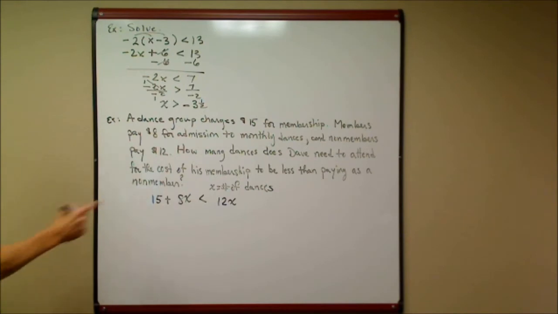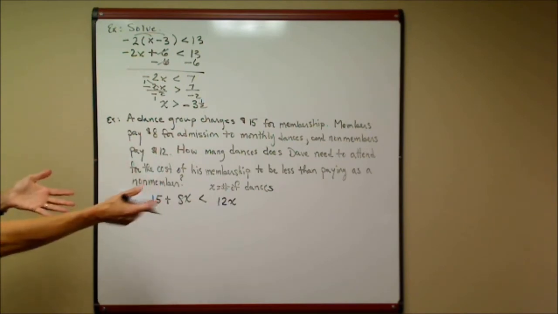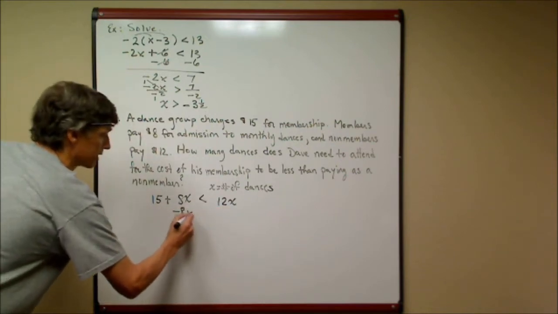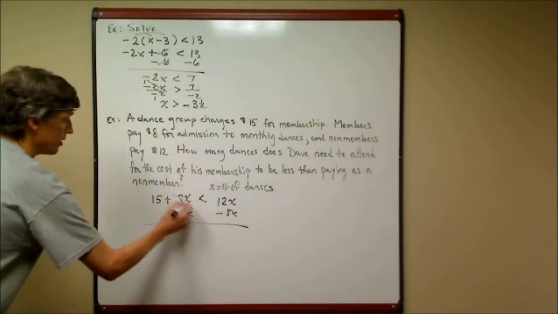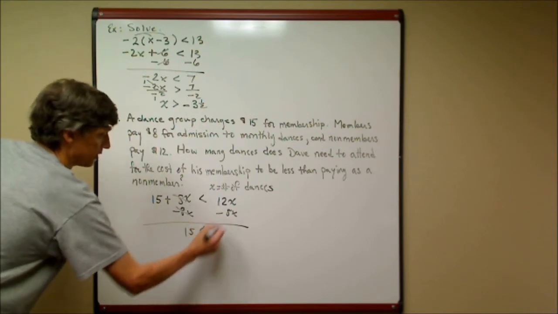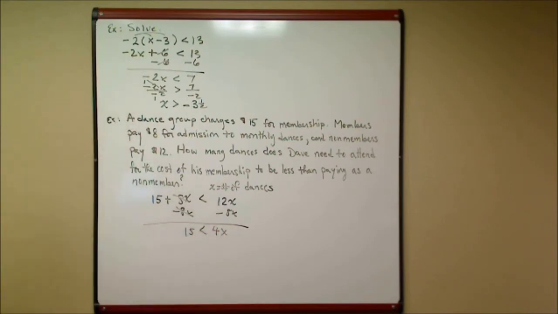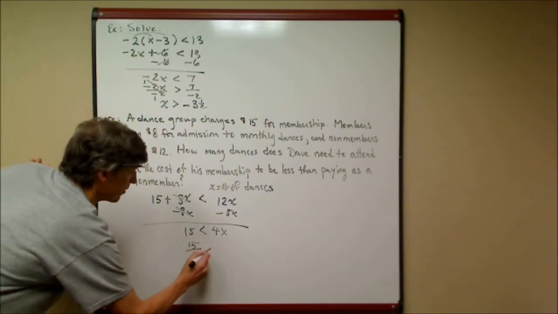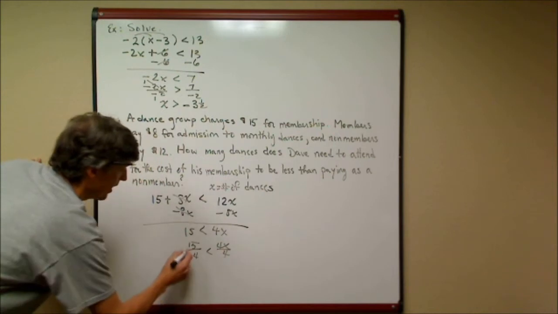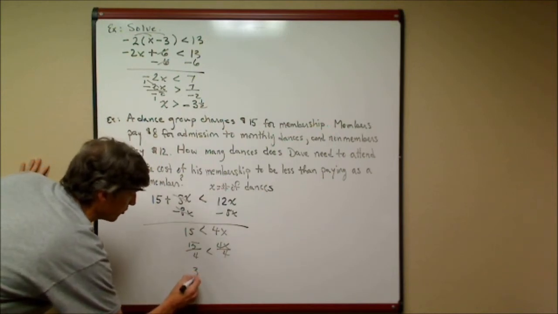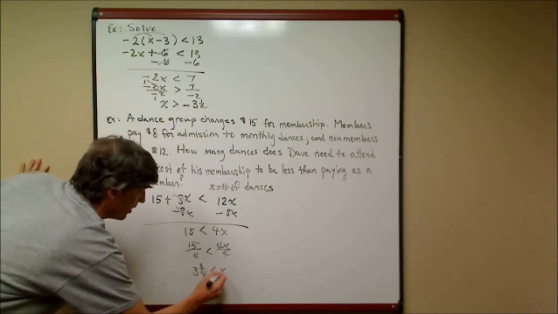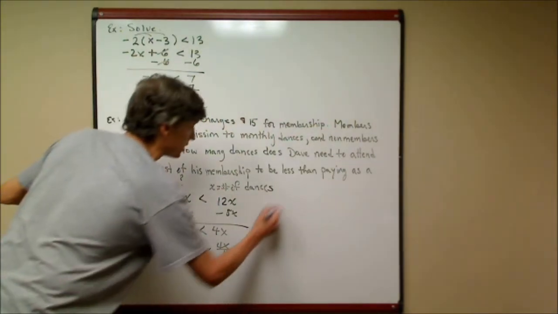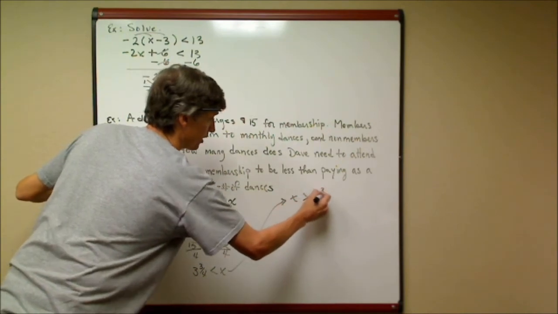So now in this problem I'm going to solve. Notice the variable on both sides of the inequality. I have less on the left than I do on the right. I'm going to subtract 8x. I have 15 is less than, this is going to be 4x. Again, it looks like I'm going to get a fraction here. I divide both sides by 4. And 15 divided by 4 is 3 3/4. So 3 3/4 is less than x, which means x is greater than 3 3/4.